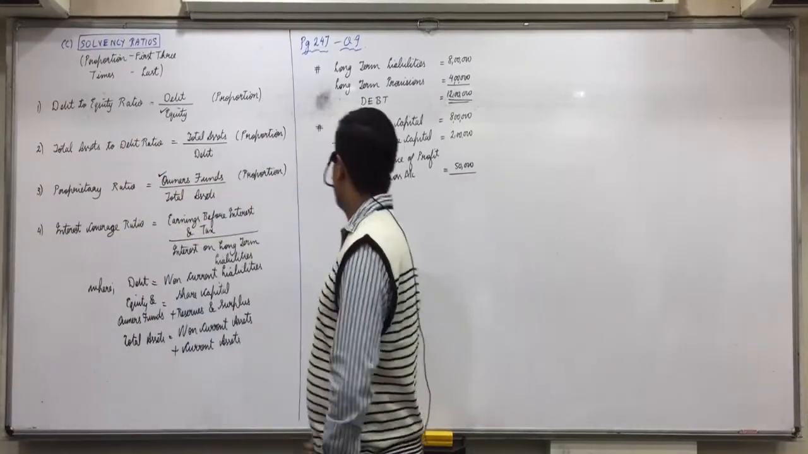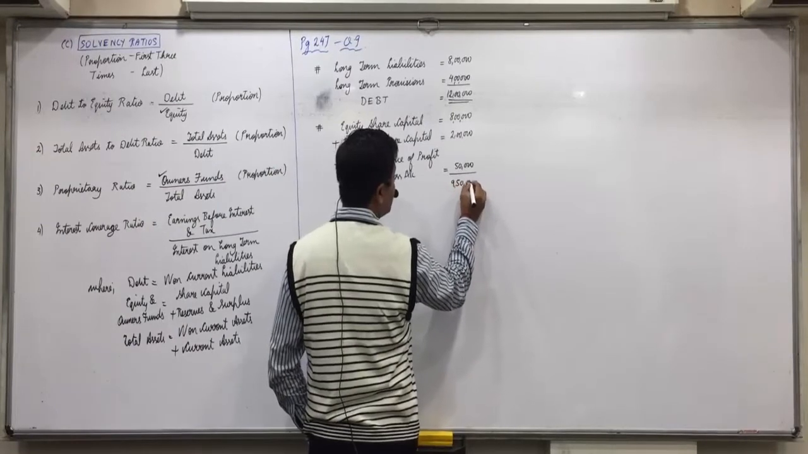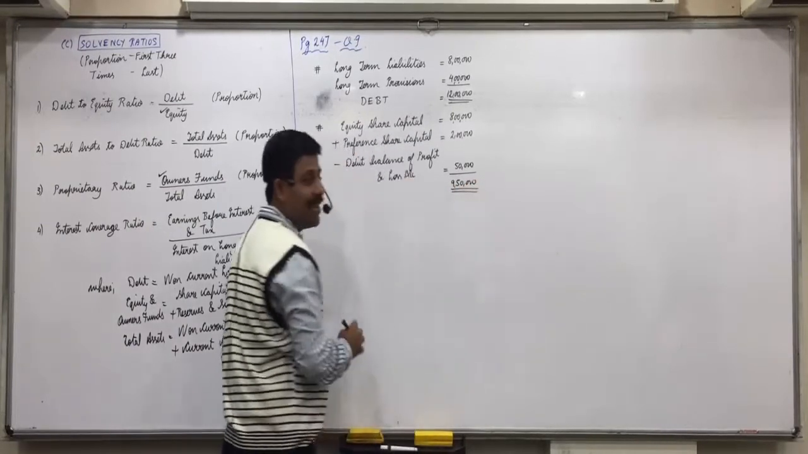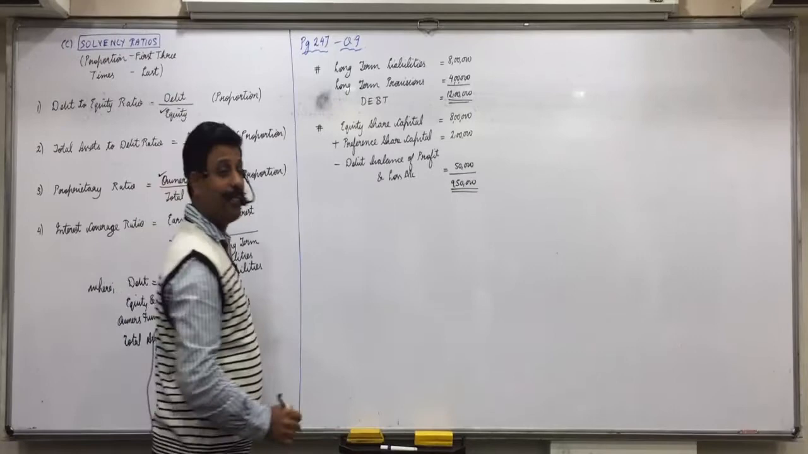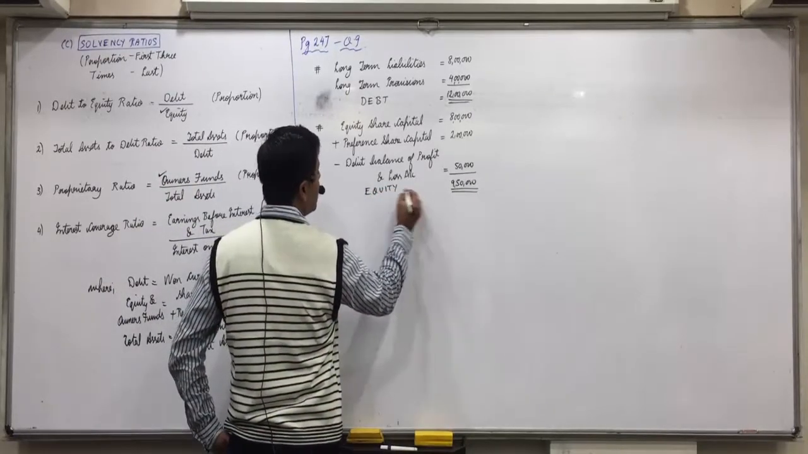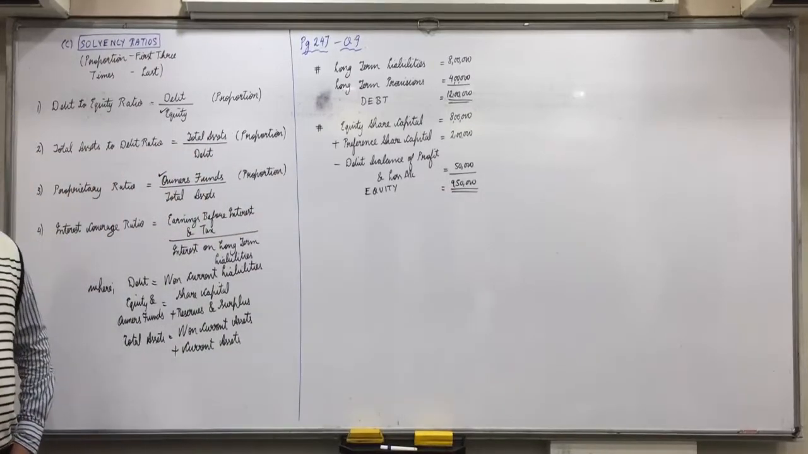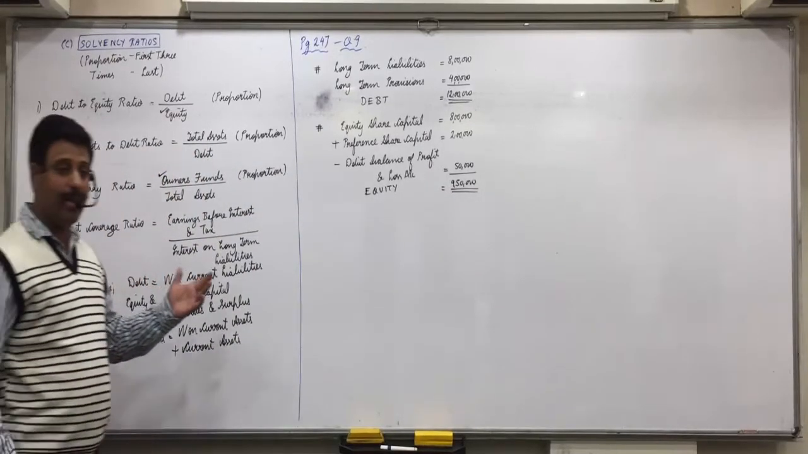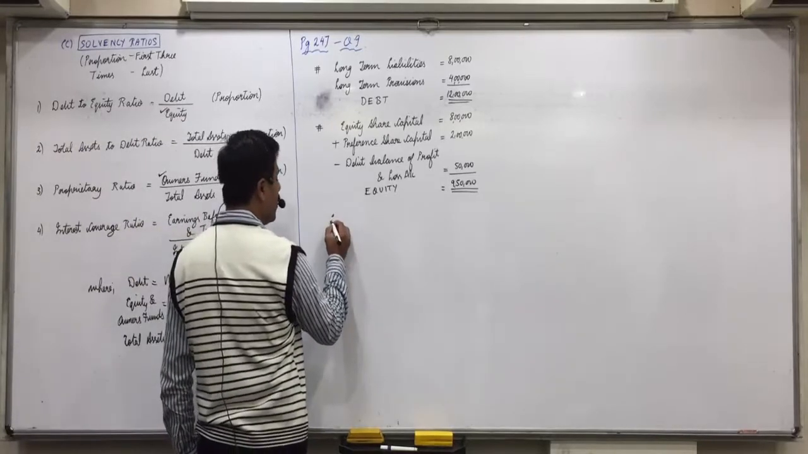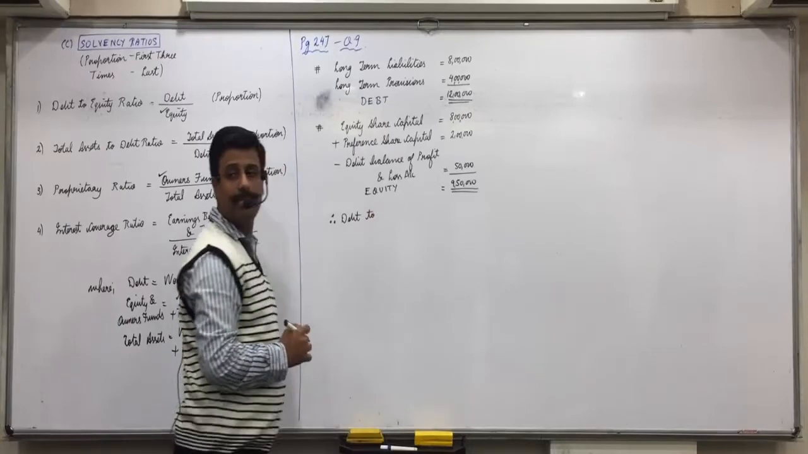8 lakhs plus 2 lakhs, 10 lakhs minus 50,000, 9 lakhs, 50,000. Equity is 9,50,000. Did you understand this, everyone? Now we can apply the formula debt to equity ratio.